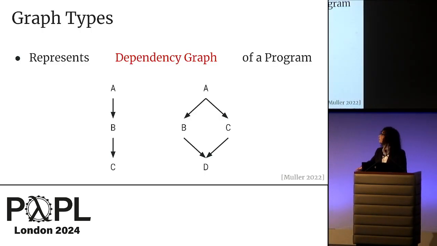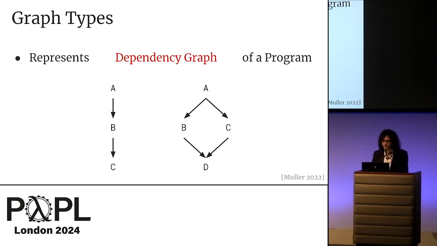So I'll start with a quick overview on graph types, which were introduced a couple years ago by my advisor. A graph type is a type that represents the dependency graph of a program. So here at the bottom are some examples of dependency graphs, also known as cost graphs or computation graphs. And they describe the parallel structure of a program's execution. The left one says that there's no parallelism. The right one's saying that B and C were performed in parallel.